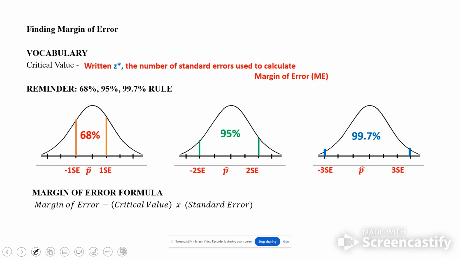Okay, margin of error formula. We're going to be doing this today. You take your critical value times the standard error. That should be right there on your notes. Let's do a couple of examples. Here's how it looks: ME, which is margin of error, equals the critical value. That's a Z with a little star on top. We're going to get that from using the 68, 95, 99.7 rule, and then times the standard error. The standard error is going to be given to you in the problem. So ME equals Z star times SE, and Z star is our critical value.